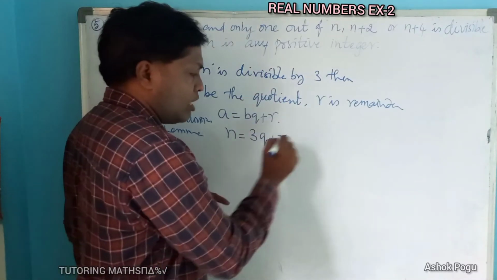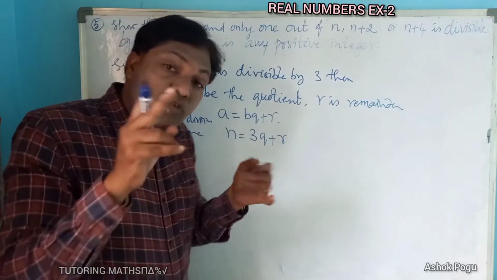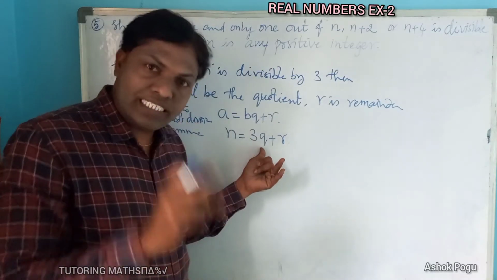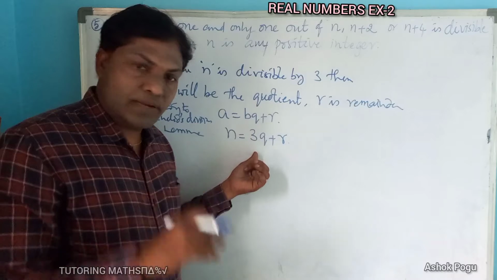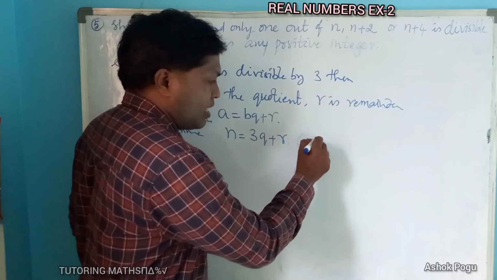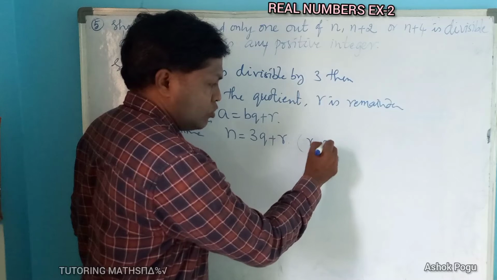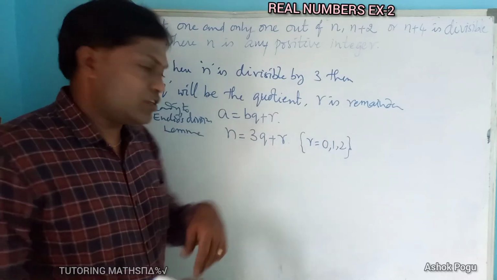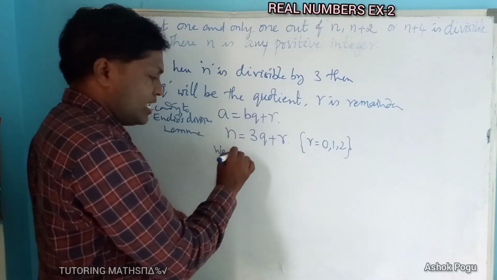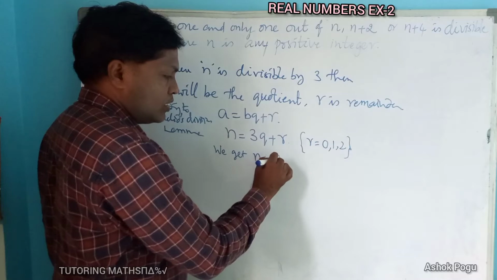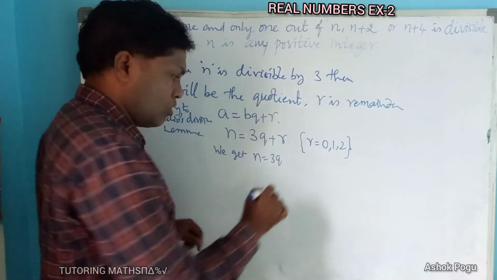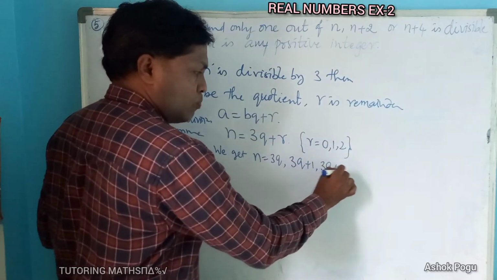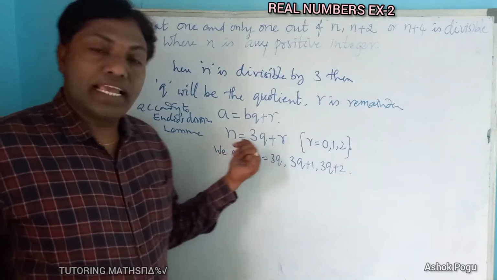But here, when 3 is the divisor, what would be the possible remainders? 0 will be the remainder, 1 is possible, 2 also is possible. So the R values will be 0, 1, 2. Then we get n is equal to 3q plus 0, or 3q plus 1, or 3q plus 2. So these would be the n values.